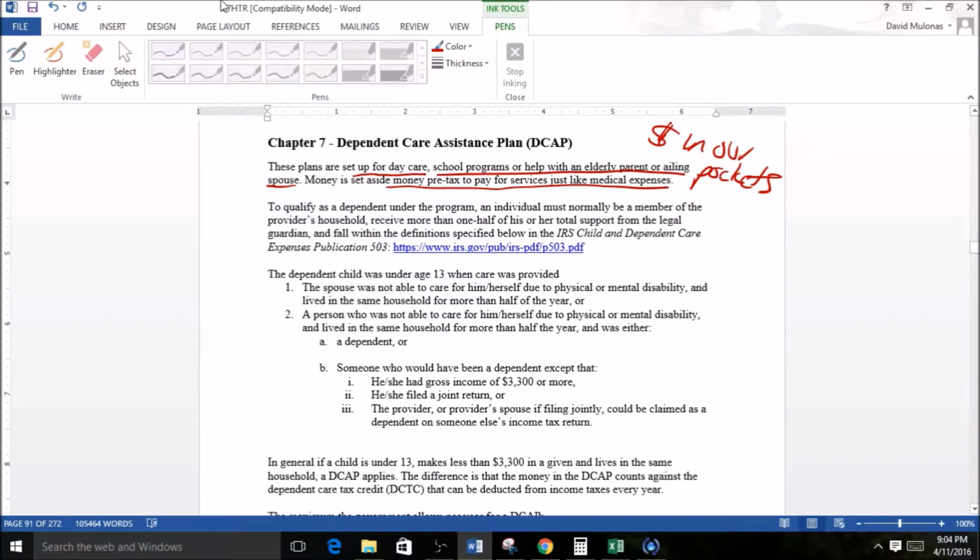To qualify as a dependent under the program, there are some criteria that must be followed. Here's a key one: the dependent has to be in the provider's household. So if I have a child that I need dependent care for, my child has to live in the household. And you can see the dependent must receive more than half of his or her total support from the legal guardian. So it can be a guardian, not just necessarily a parent.